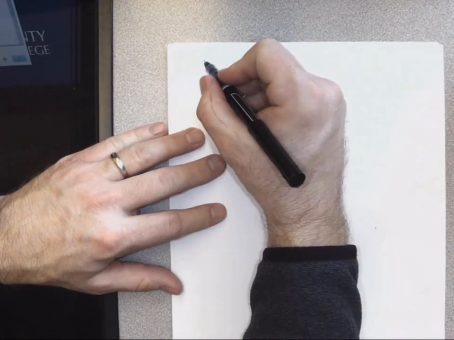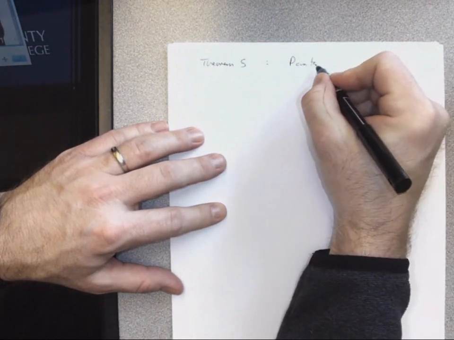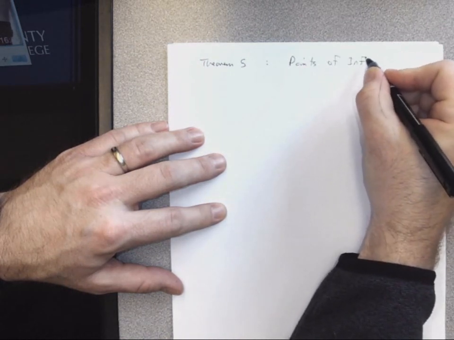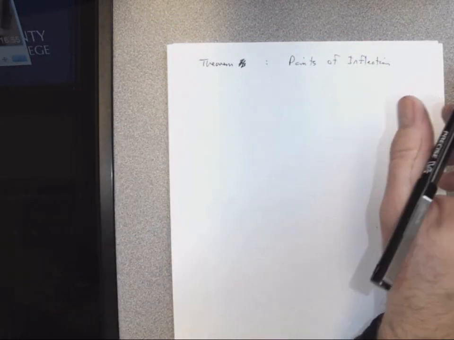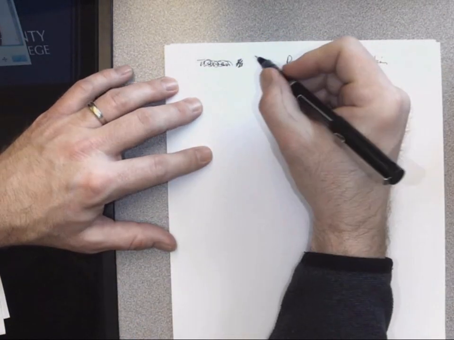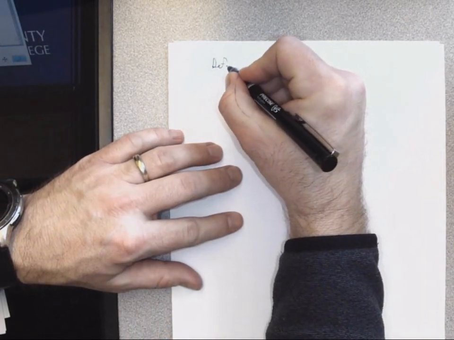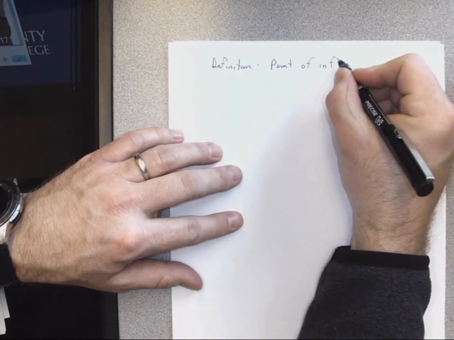So here's a roller coaster. I'm going to move this. It's too busy. So theorem 5. Points of inflection. I don't usually label the theorems, so they're in the book, and I'm not even sure the book might not even name it 5. So theorem, or, ooh, this is not even a theorem. This is a definition. Oh, I got to start over. Definition. Points of inflection.